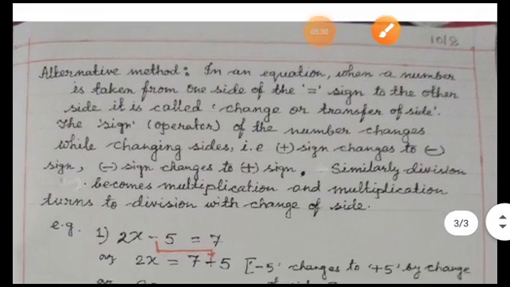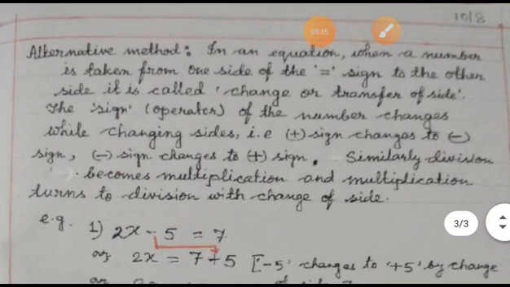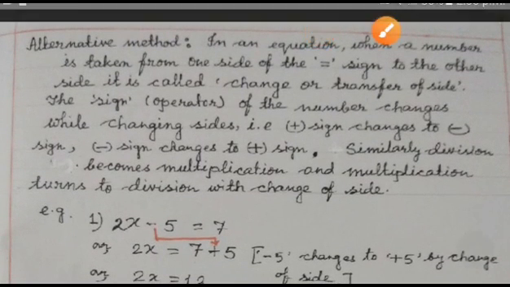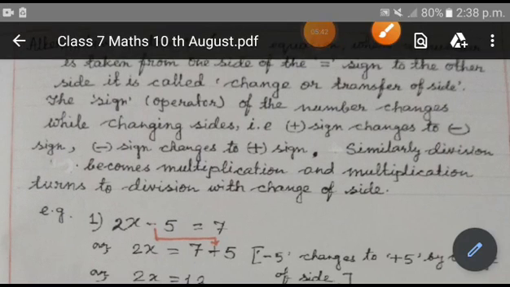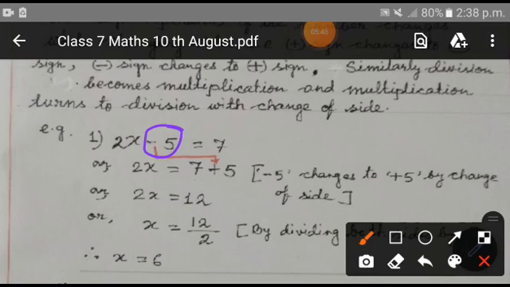Next we are going to learn about an alternative method. Now let's see what's in the alternative method. Here you will find that when an equation is given, the number attached will change its side. Means -5 is present on the left hand side, so when it goes to the right hand side, it will become plus 5. So change of side means change of sign. Remember this fact.